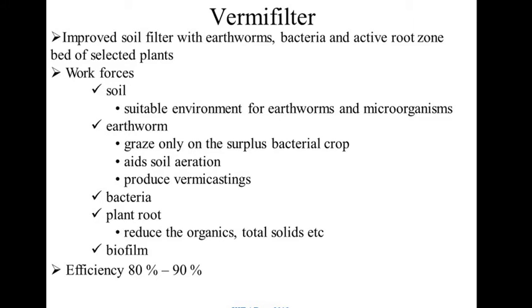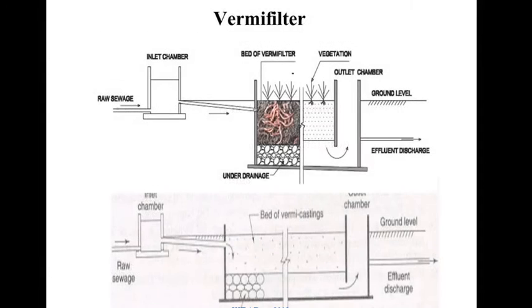The efficiency of this vermifilter is 80 to 90%. That is the removal of organic solids, suspended solids and total solids, and also removal of turbidity, almost 80 to 90%. The vermifilter is efficient in removal of BOD, COD and other characteristics, and the efficiency varies from 80 to 90%. So this is the structure of the vermi biofilter, or vermifilter.